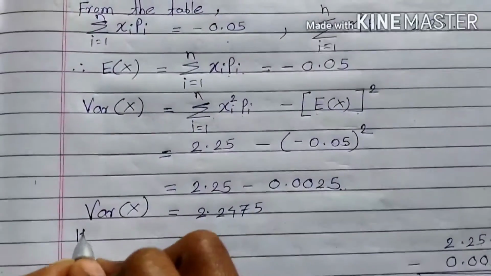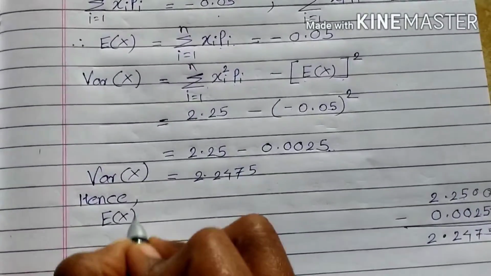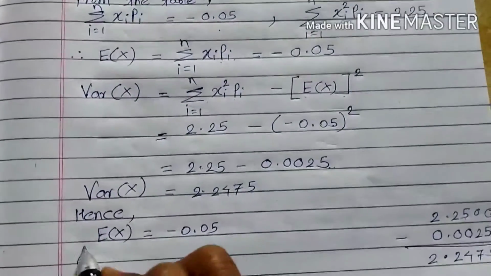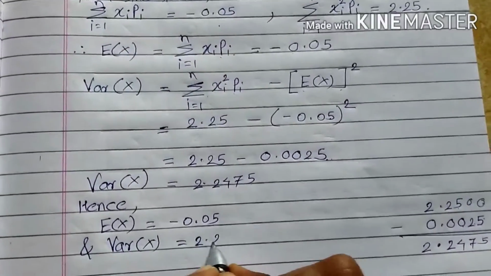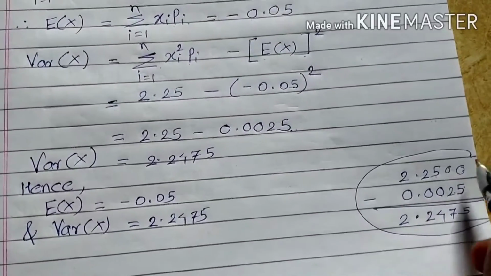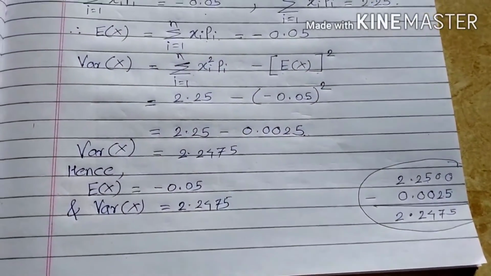Hence expected value E(x) is equal to minus 0.05, and variance of x is equal to 2.2475. Don't write this. This is only for your understanding. Now next example.